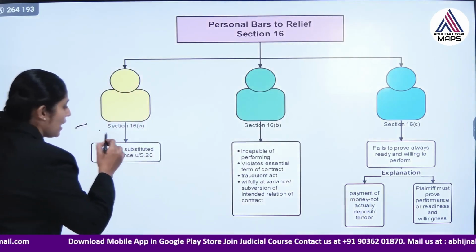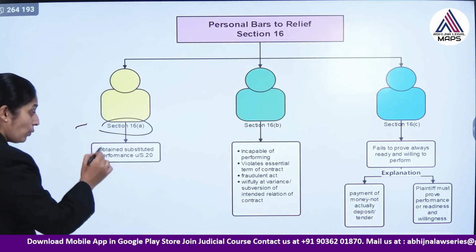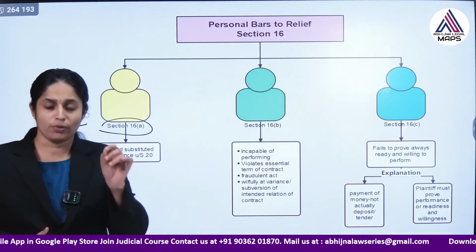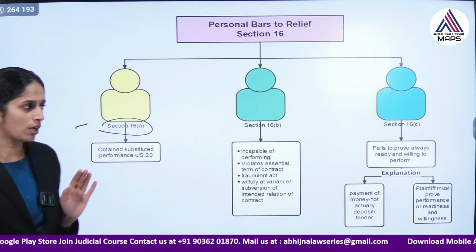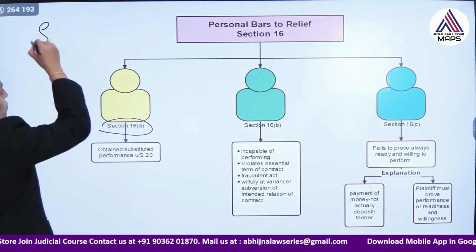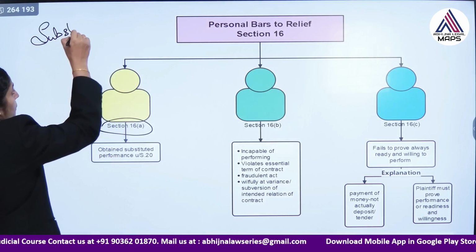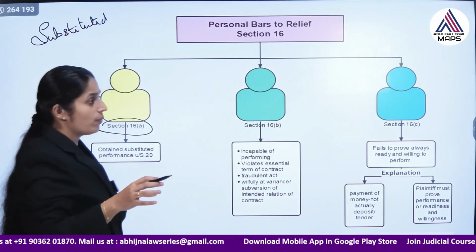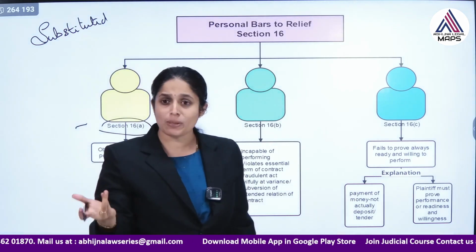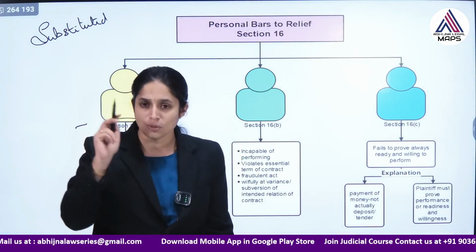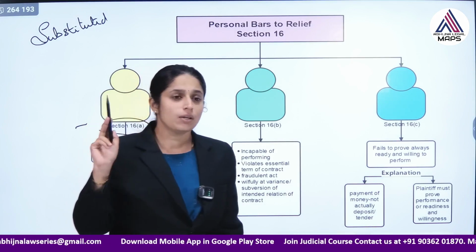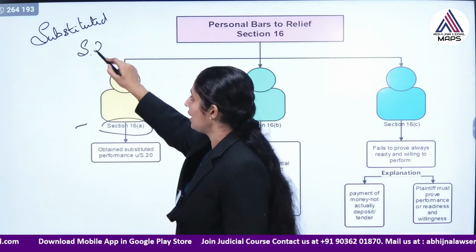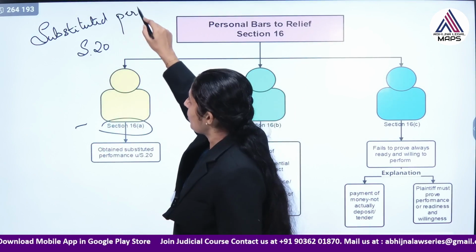Section 16A says that one who has obtained substituted performance under section 20, in favor of him specific performance cannot be granted. Substituted performance is one of the methods, a relief which is obtained in alternative to specific performance. This is a new concept introduced after the 2018 amendment. This has been introduced under section 20, substituted performance.